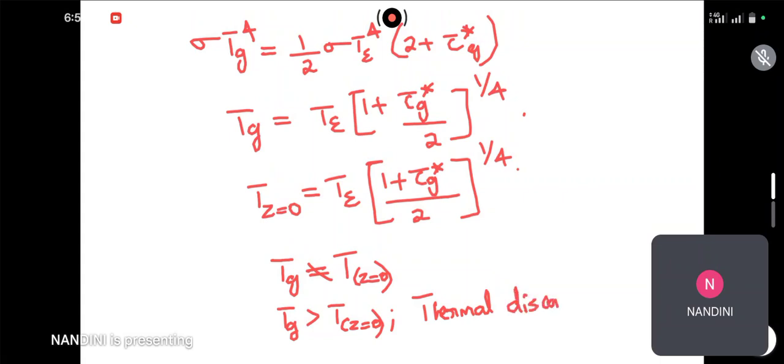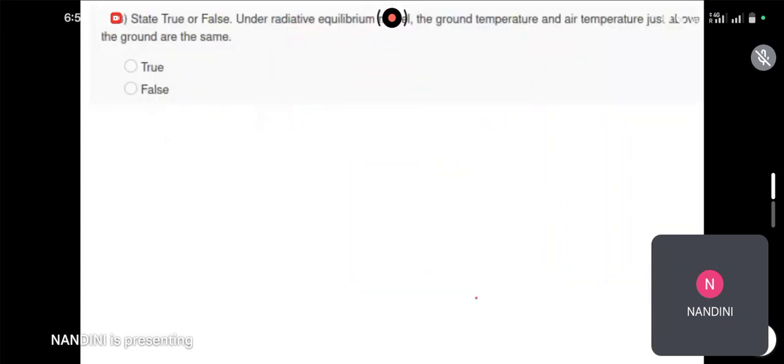So it should not have a different temperature logically. But in our radiative equilibrium model, the discontinuity is actually happening since we are not considering the convective heat transfer from the ground to the atmospheric layers. So because of that, it is actually different. Under the radiative equilibrium model, the ground temperature and air temperature just above the ground are the same. It's a false state.